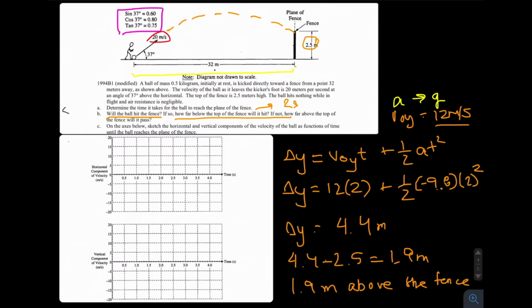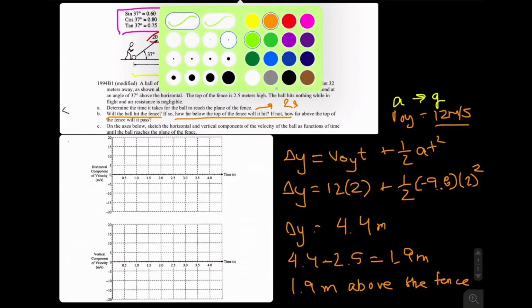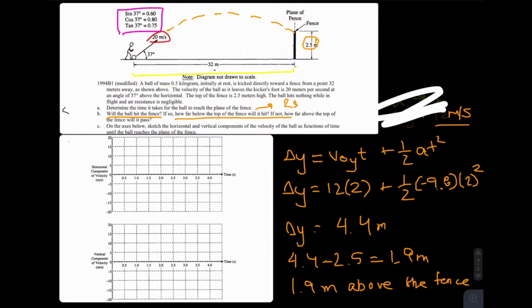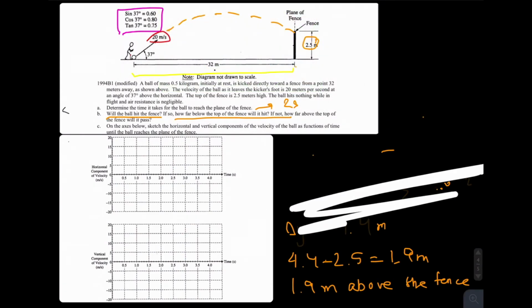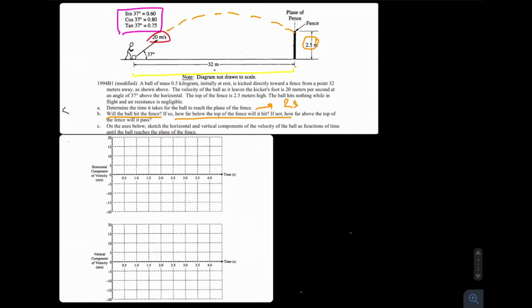Now let's talk about these graphs. So again, I'll erase this, right? I think a good color for this would be blue, so you can actually see it on the paper, because we're just going to draw the graph right on top of this. So the first graph it wants is Vx. This is velocity x, the horizontal component of velocity versus time.